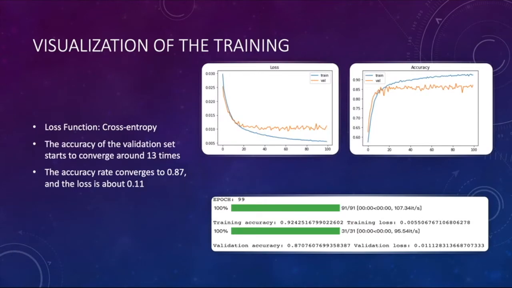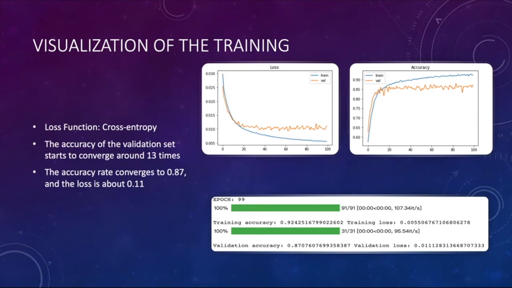In the training process, we take the cross-entropy loss as our loss function. The optimization we use is gradient descent. As shown in the figure, in the whole iteration process, the accuracy of the validation set starts to converge around 13 iterations, and finally converges to 0.87, and the final loss is about 0.11.